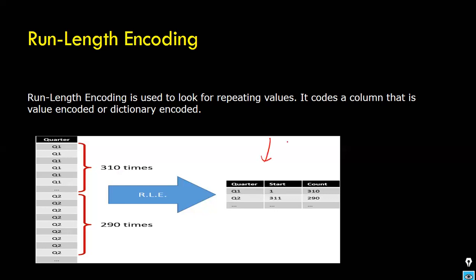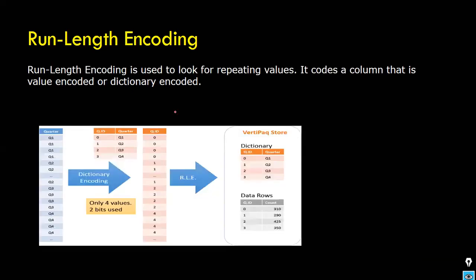So here, it's also kind of a dictionary. Instead of storing every value, they create some kind of dictionary with the quarter, start, and count. In Q1, the quarter value starts from 1, and the number of occurrences of Q1 is 310. Similarly, Q2 starts from 311, because Q1 appears 310 times, which means the first value of Q1 is 1. And for Q2, it starts at 311 and the count is 290 times.